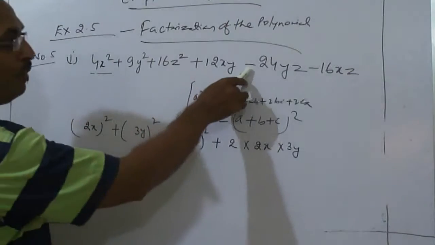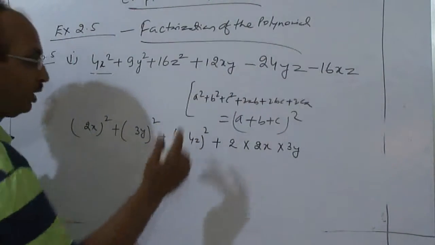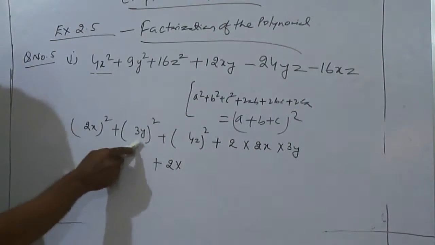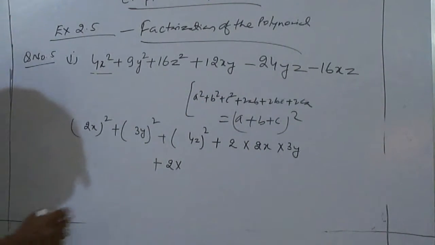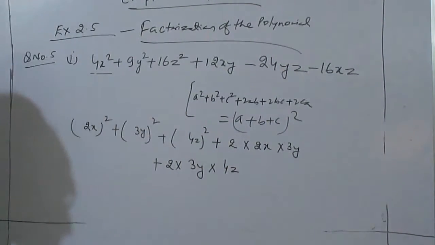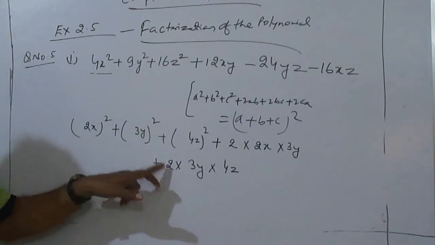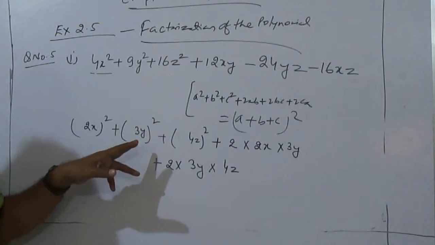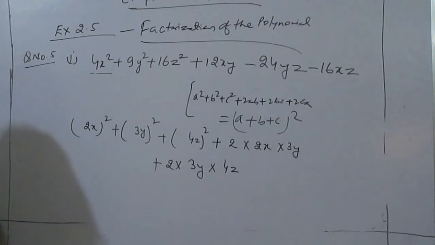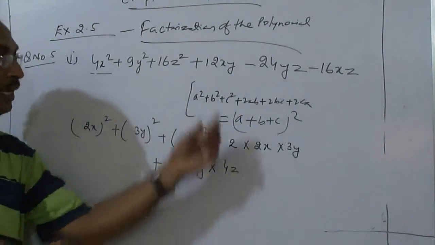Another term. Now, minus 24yz has come. Here, minus 24yz. So, we will write here what? Plus 2 into. Now, yz means these two terms? Yes or no? Okay, so 3y and into 4z. Yes or no? Now, you see that 4 into 3 into 2, what is it? 12. 4 into 3 into 2. 24. So 24 is satisfied, right? Y into Z satisfied, right?